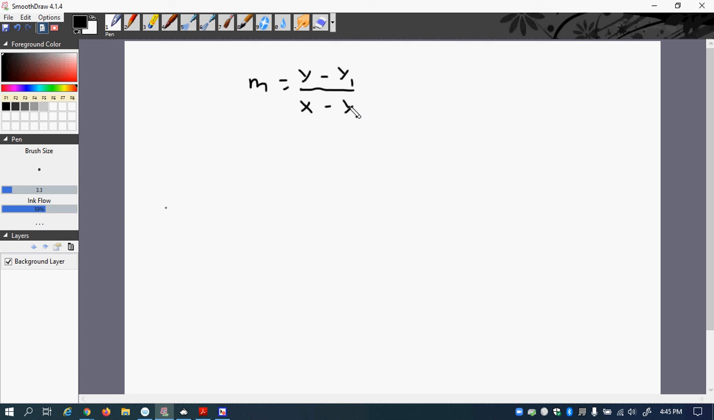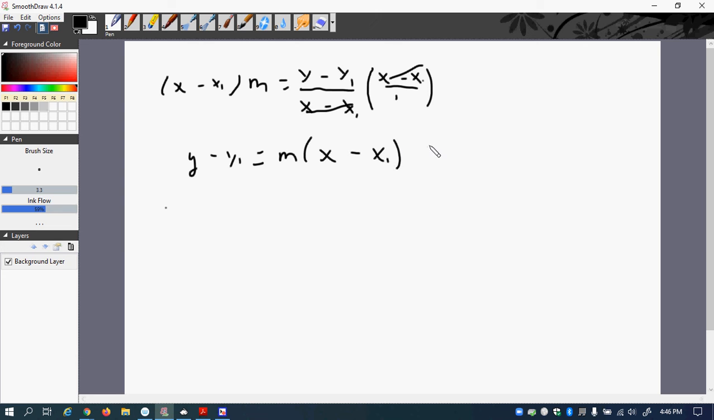If you multiply both sides of the equation by x minus x1, then you see that this is over 1. This will cancel with this. So then you end up with y minus y1 equal to the slope times x minus x1. And this is called point slope form.